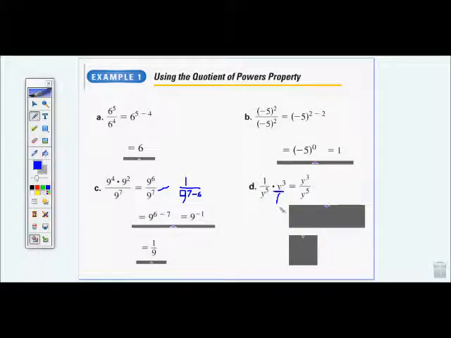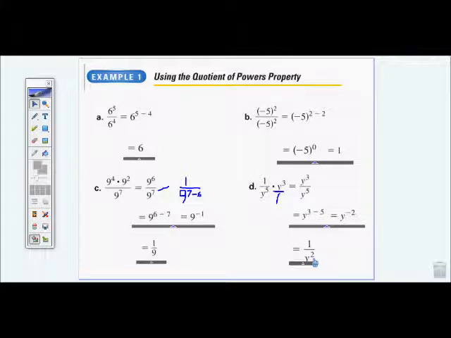So they multiplied across, giving you y to the third, or y cubed, over y to the fifth. The next step is they move the y to the fifth up to the numerator. So we have y to the third minus 5, which would give you y to the negative 2. And then that would give you that reciprocal, 1 over y squared.